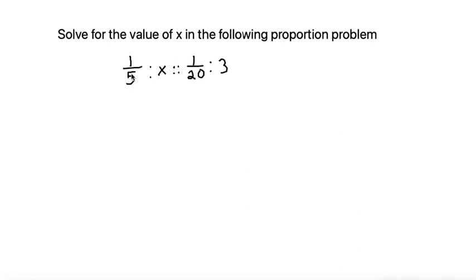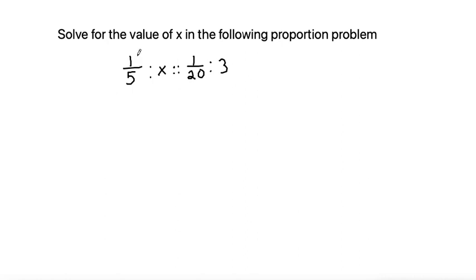So here we have a problem where we're looking for the value of x in a proportion problem, and it's set up with these colons and double colons. And so the way I like to set this up is to first write it in fraction form, and write it into a proportion form with an equal sign.